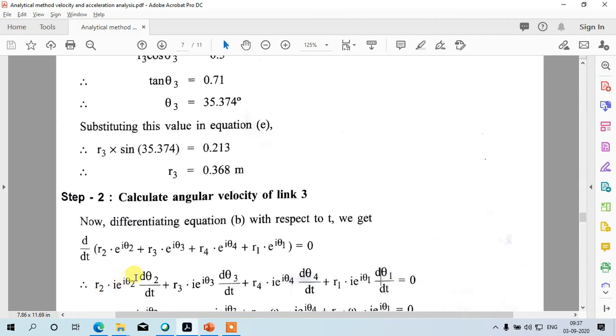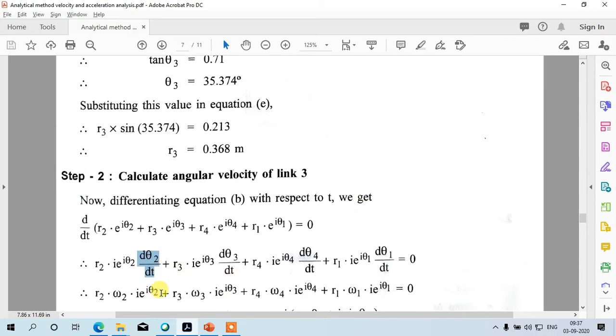Now if you look at this equation, d theta by dt is actually angular velocity, omega. Rate of change of angle with respect to time, you can say change in angle with respect to time, is actually angular velocity. So we will substitute omega in place of d theta by dt. For d theta 2 by dt we are substituting omega 2. So the next term is r2 as it is, omega 2 in place of d theta 2 by dt, then I e raised to I theta 2.